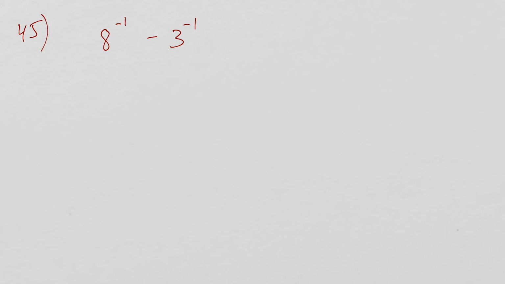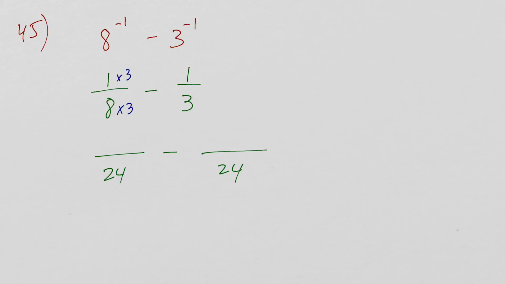Okay, 8 to the negative 1 is 1 over 8. Minus, this is 1 over 3. We get a common denominator of 24. So this one I had to multiply by 3, so I get a 3 up there. This one I had to multiply by 8, so I get an 8 up there. And now that I have a common denominator, I subtract and I get negative 5 over 24.